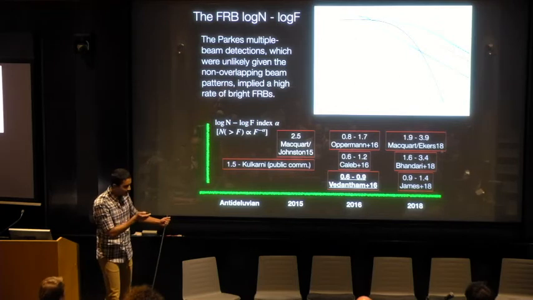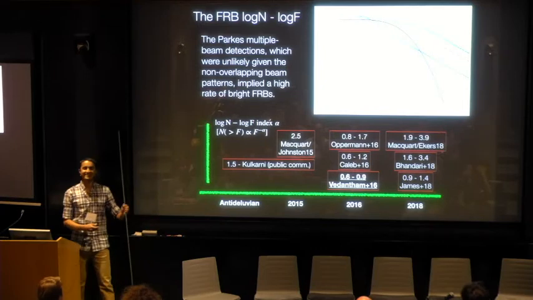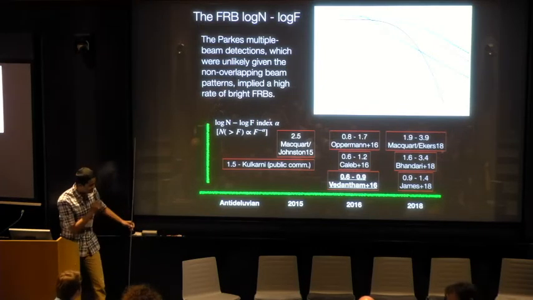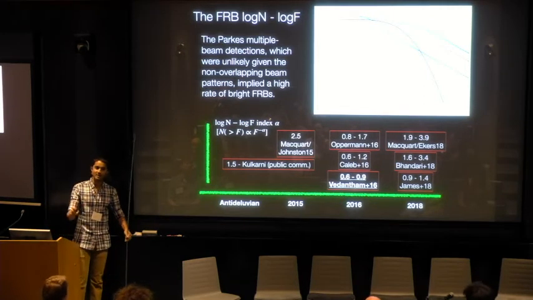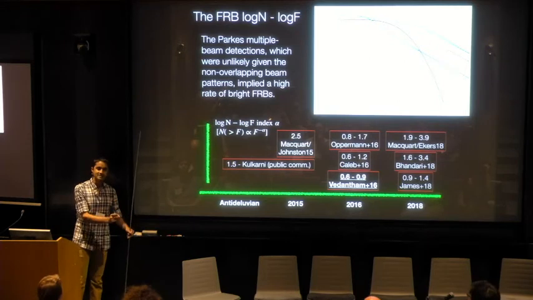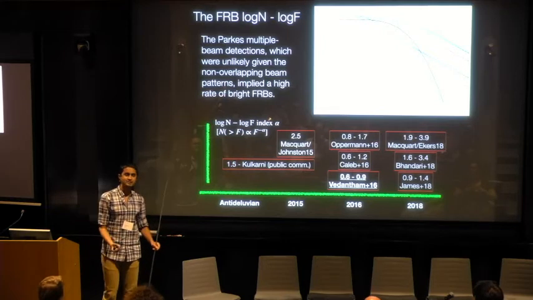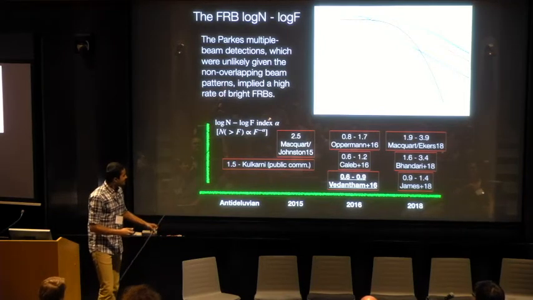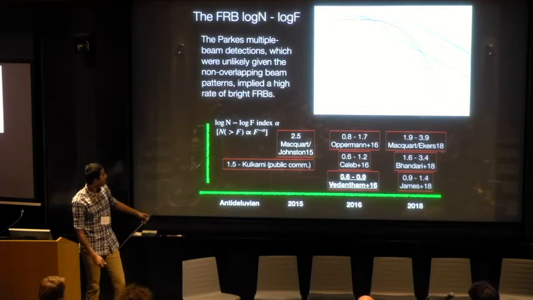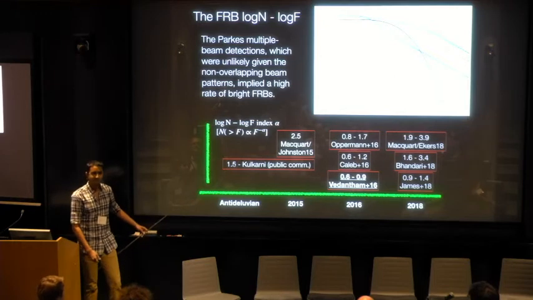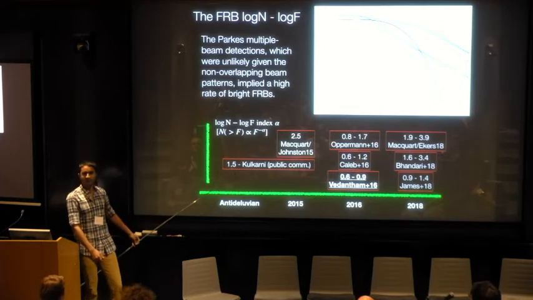But the idea back in 2016, and I blame this entirely on Harish Vedantam sitting in the back there, was that the Parkes detections in multiple beams of the 13-beam multi-beam receiver indicated a preponderance of bright FRBs. There were probably a few more bright FRBs than we expected at the time. I show here an evolution in the slope of the source counts, alpha, with time, where Shri Kulkarni very publicly communicated to us that it should be 1.5.